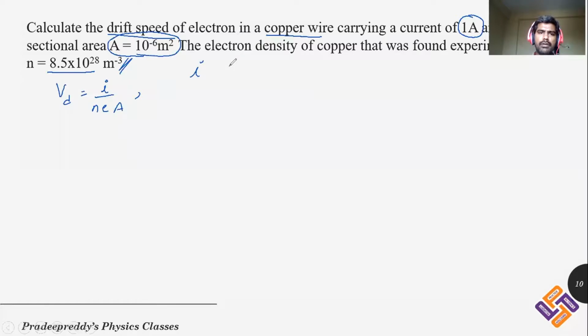I is equal to 1 ampere. Area of cross section is equal to 10 power minus 6 meter square. And number density n is equal to 8.5 into 10 power 28 per meter cube. And the charge of the electron is known to you. It is 1.6 into 10 power minus 19 coulomb. Take all these values and substitute in this basic formula for Vd.